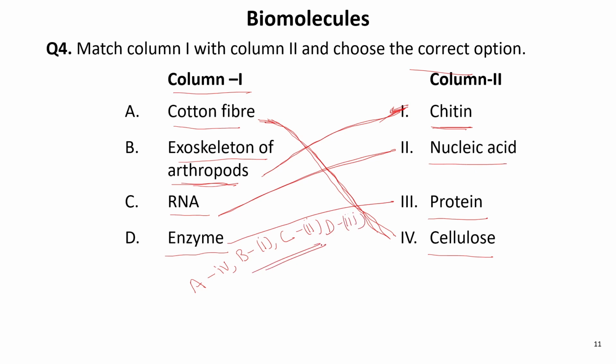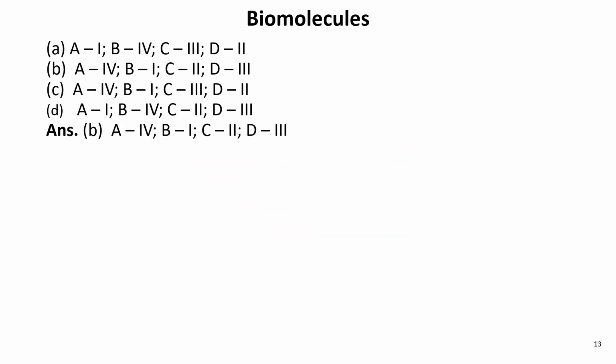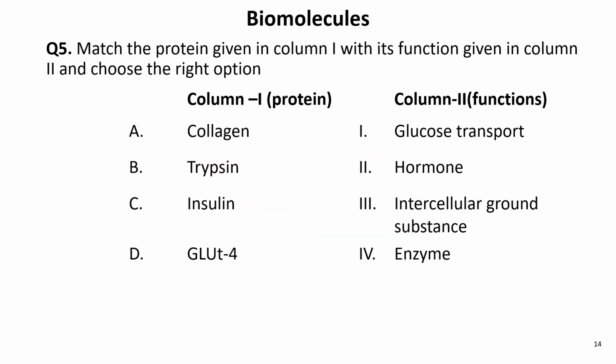So this is the correct match for this question. Okay. Next, match the protein given in column 1 with its function given in column 2. So here we have column 1, different types of protein, and column 2 is given the function. Now we have to match the protein with its function.